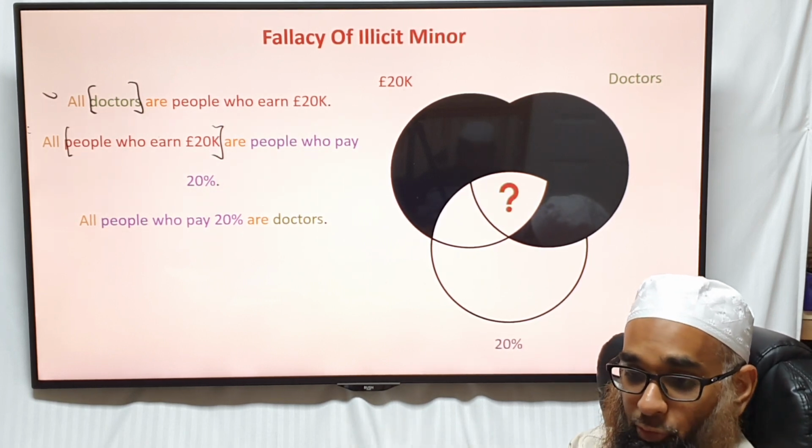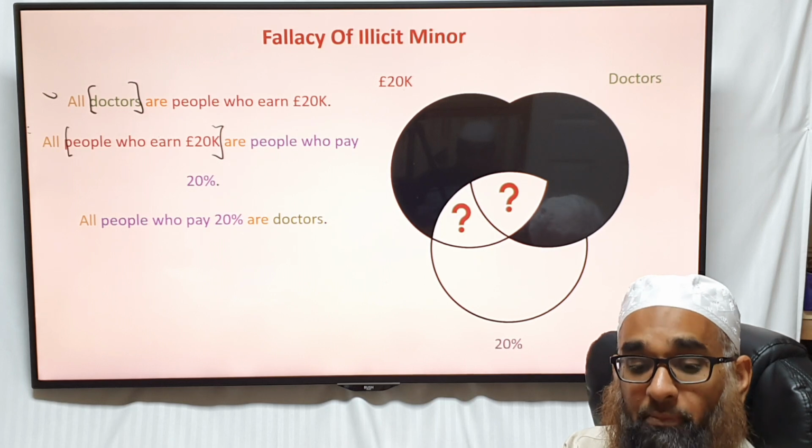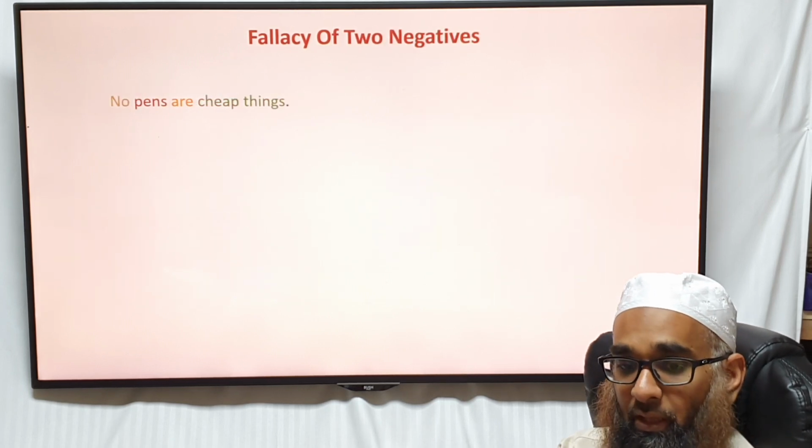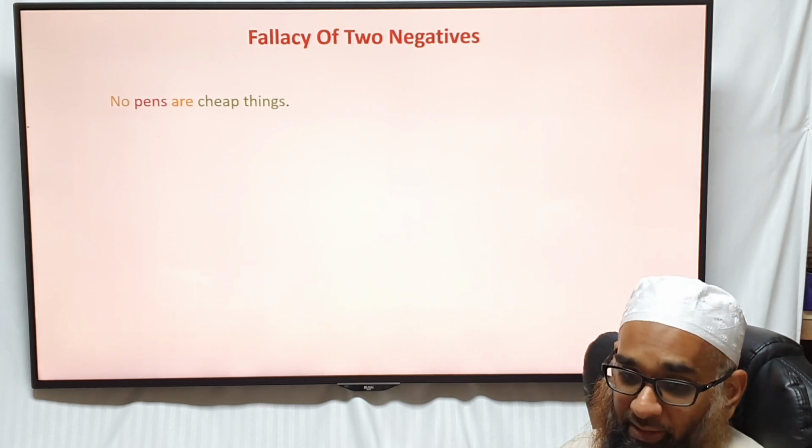You following? But you can come to the conclusion that all doctors are people who pay 20%. That would work. Two negatives? Why do two negatives not work?